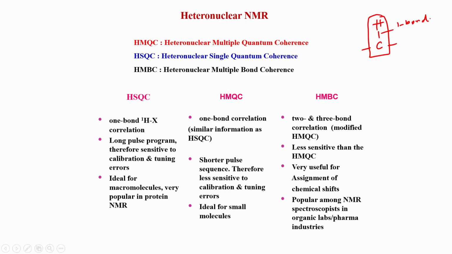Okay. So, this is the most important point: we are getting one-bond connectivity information in both HSQC and HMQC, whereas HMBC is two or three bonds away, which we will not look at.